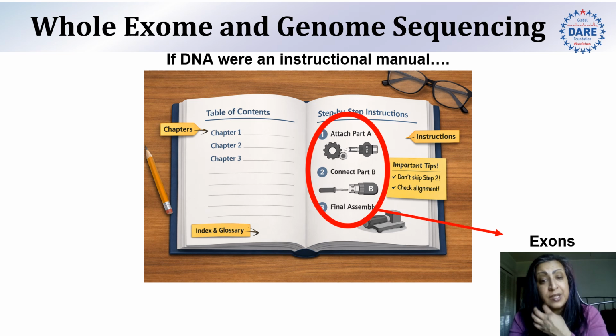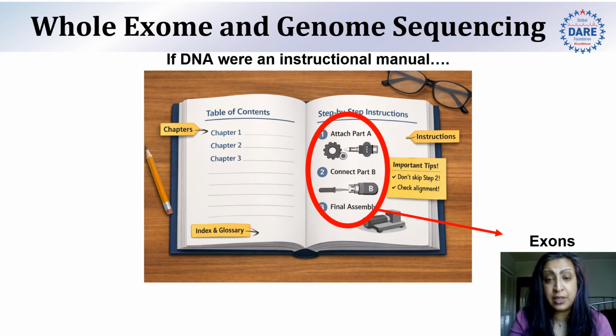Whole exome sequencing focuses on screening or sequencing just those sections that actually give those specific instructions for making that protein. It should be noted that these sections make up only a small portion of your DNA. But as I said before, they are where many known disease-causing variants or errors happen.